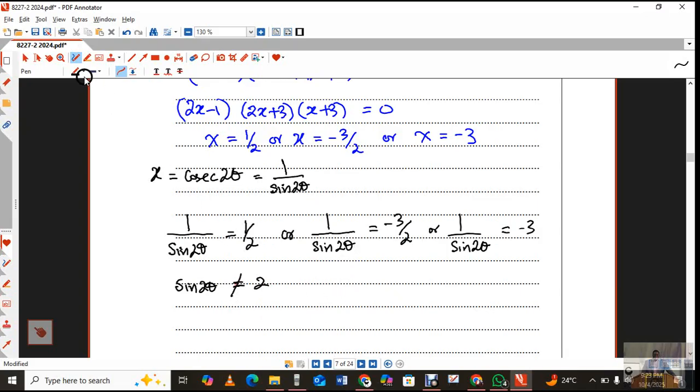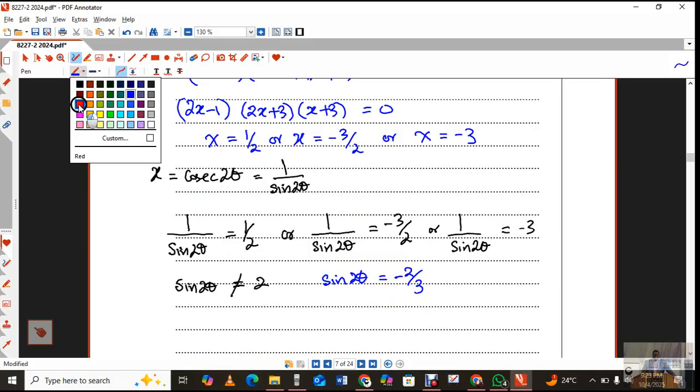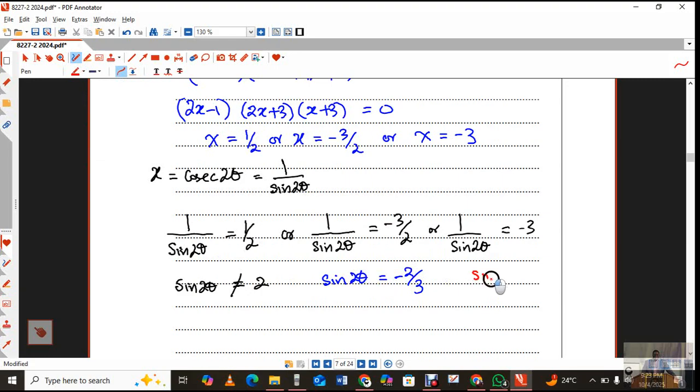What about this one? Let's change here. So this one becomes sine 2 theta is going to be negative 2 over 3. Good. What about the other one? The other one, sine 2 theta is going to be negative 1 over 3. So these are the only two that we will be considering.